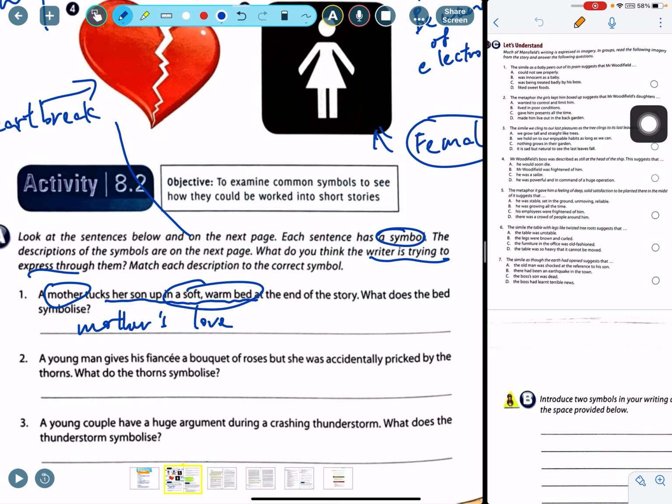And then a young man gives his fiancée a bouquet of roses, but is pricked by the thorns. So roses, there are always thorns. What does it mean? There's love, but there's also pain or difficulties of love. Roses represent love, but their thorns represent pain or difficulties, right?